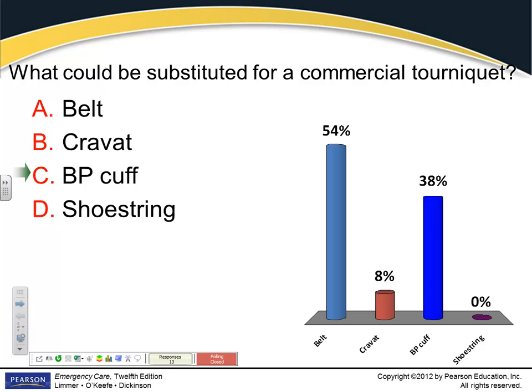The book says that B could also be a correct answer. I'm sorry? The book says that B could also be a correct answer. Well, I don't like that one. I mean, I chose C, but I'm just saying. Well, if you use a cravat, you got to make sure that it's wide enough to be used. The blood pressure cuff is the best answer. And that's something, I might have put this in here to make this specific point.